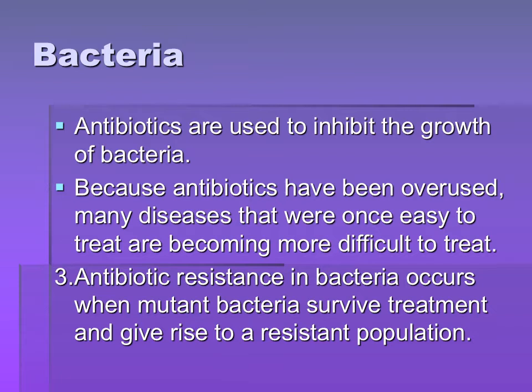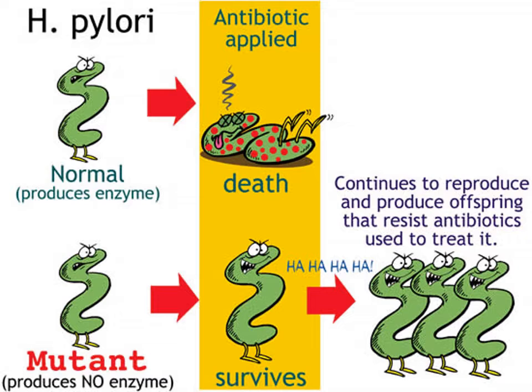So antibiotic resistance in bacteria occurs when you have mutant bacteria that survive treatment and give rise to a resistant population. So these bacteria have evolved so that they are not affected by the antibiotic, and they survive it. And then those bacteria reproduce and make more bacteria that don't get affected by the antibiotic. And so that makes a whole bunch of bacteria that don't care about antibiotics, and they can live regardless of the person taking medicine. And here's a really good diagram to show you that.